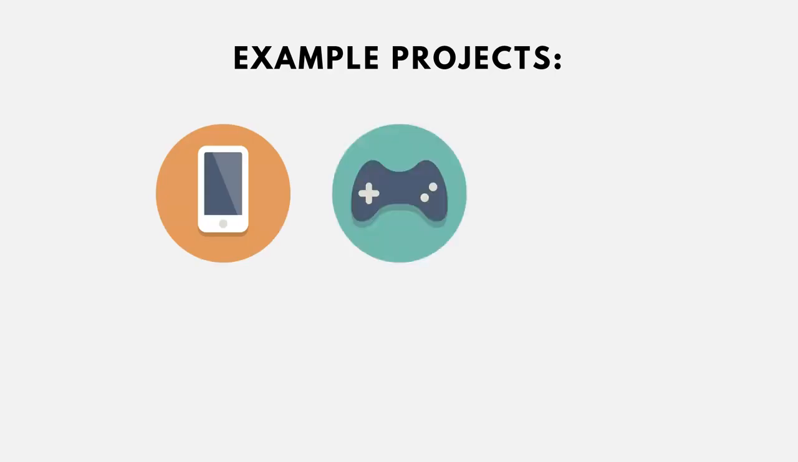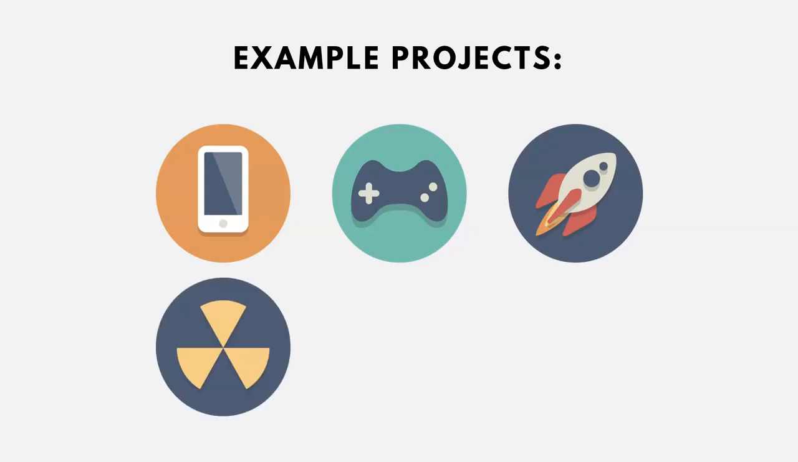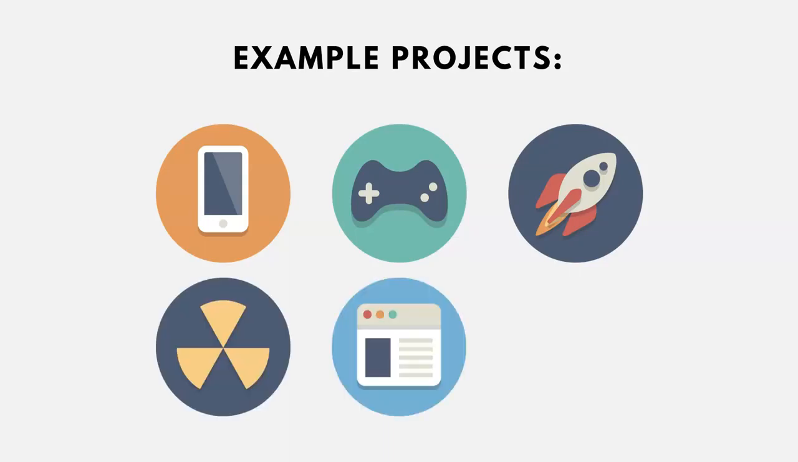So some other example projects might be to create a smartphone application, design a video game, build and launch a rocket or clean up a hazardous waste site, build a website, and construct a road. Obviously, there's lots more example projects, but these are things that don't last forever. They typically have a start and they have a finish, and we manage them differently than we would a process.